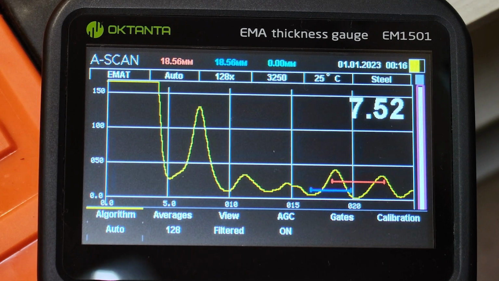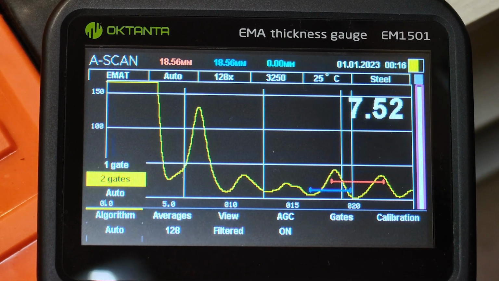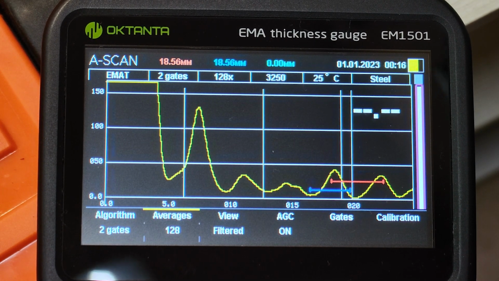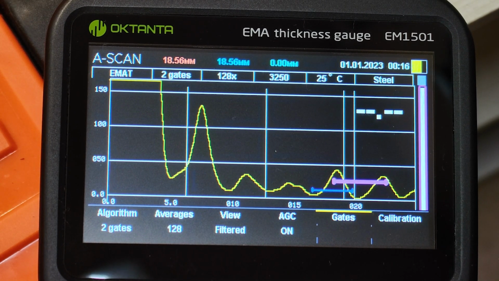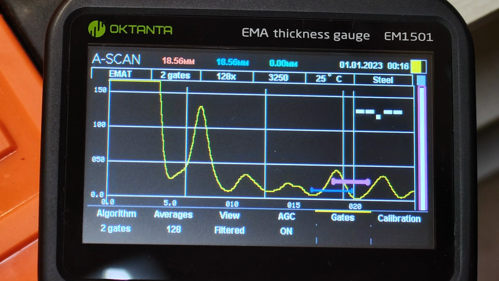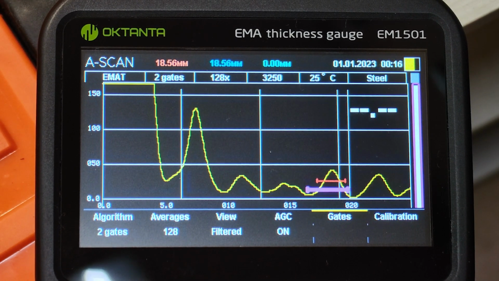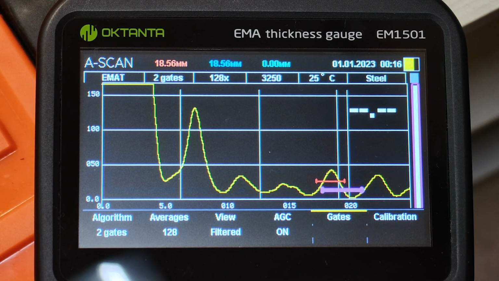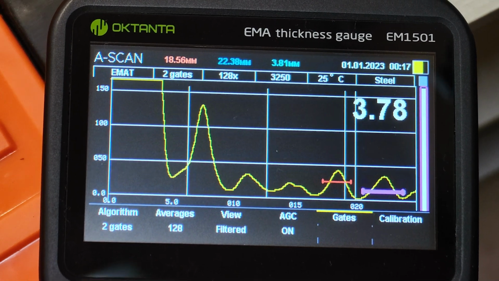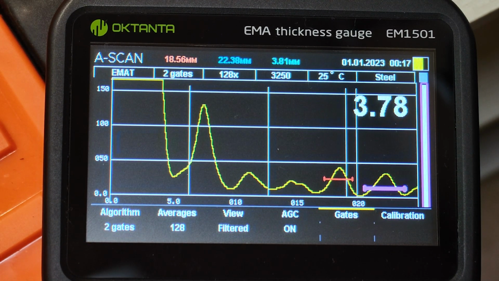This effect can occur due to the anisotropy of the metal, when transverse waves with different polarizations can propagate between the walls and at different times, and at some points add up and neutralize. Manual measurement mode using 2 gates allows us to take the 5th and 6th echo signals as a basis and correctly measure the thickness value at this point.